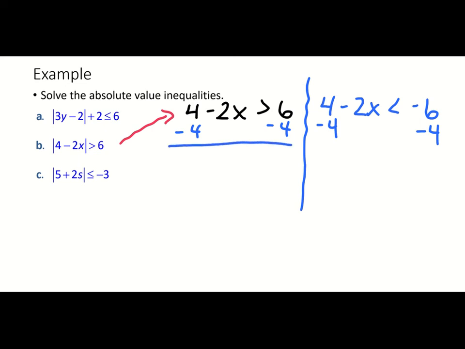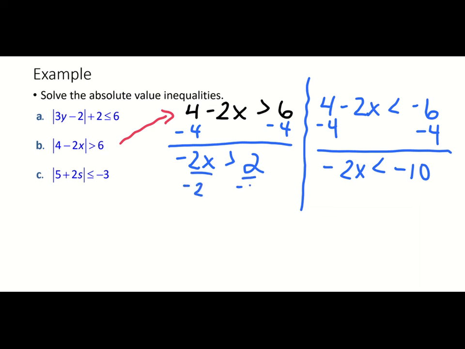So now we have negative 2x is greater than 2. And then for this one, we have negative 2x is less than negative 10. Now we are going to divide both sides by negative 2. And if you recall, we're dividing by a negative, so that means that we need to switch our sign. So I'm going to do it now. And that's going to give me x is less than negative 1. And then over here, we're going to have x is greater than 5.